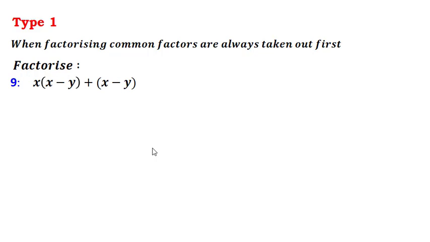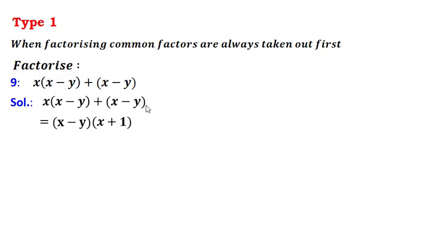Okay, 9th question, x into x minus y plus x minus y. Now you can see here x minus y is common in both the terms. So I will take x minus y common. Now after taking x minus y common, in the first place only x is remaining, and in the second place 1 is remaining, as I have taken x minus y common. So x into x minus y plus x minus y gives me x minus y into x plus 1.